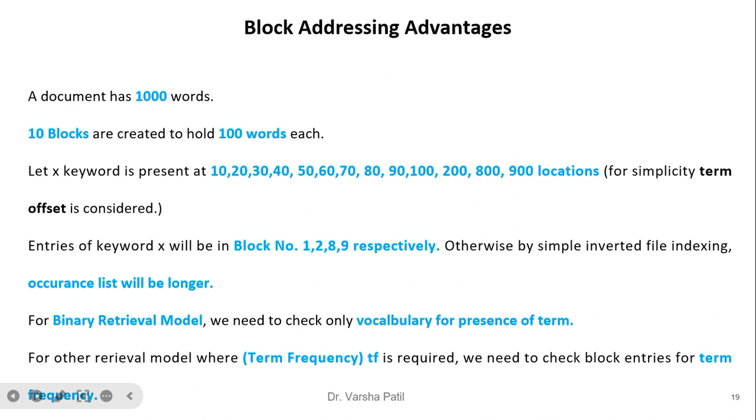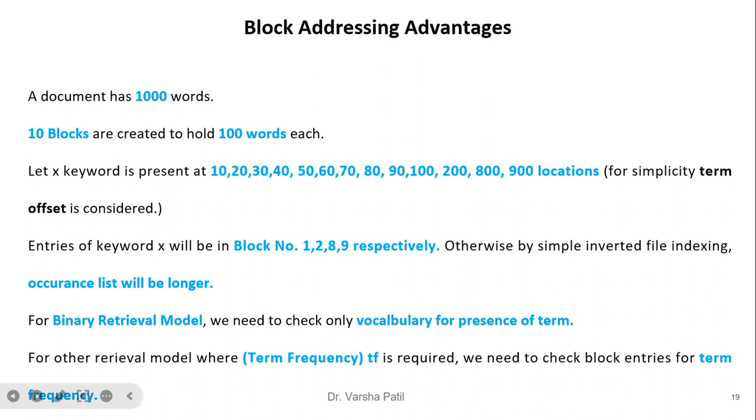If we use block addressing, we are going to write down only block entries for X. For X, since each block has 100 words, it will be present in the first block, then in the second block, the 8th block and the 9th block. So entries of the keyword X will be only 4 locations: 1, 2, 8, 9. And if we are using normal inverted file indexing, we require to write down all these locations. Otherwise, with simple inverted file indexing, the occurrence list will be longer.